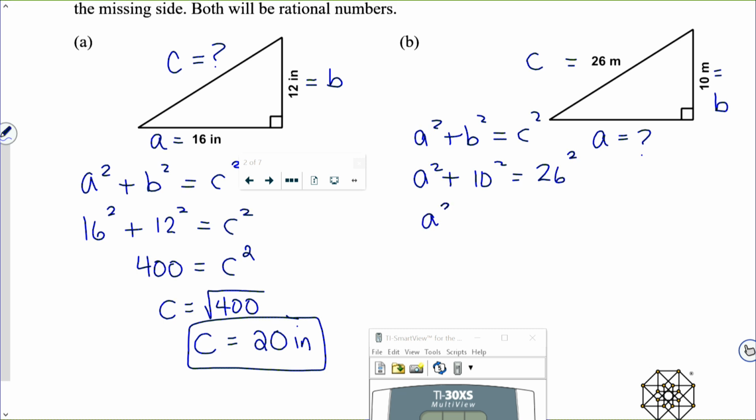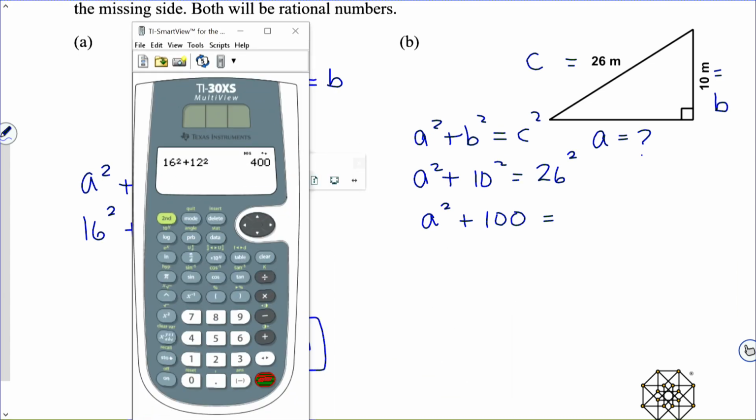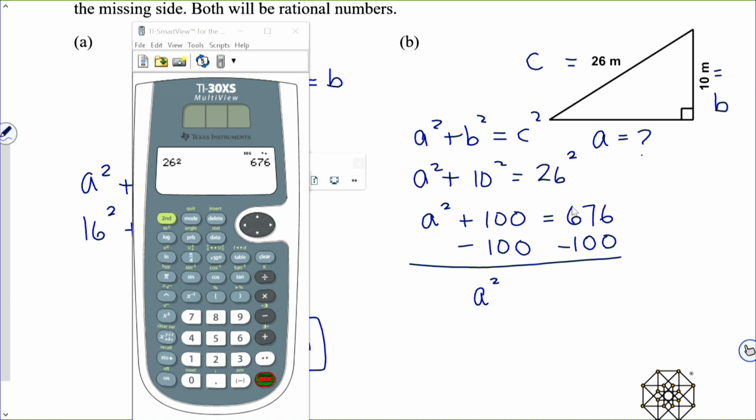Now in this case, I can't really use my calculator magic yet. I just have to literally work these things out. Let me figure out what 26 squared is. That's 676. And now is that extra little step of algebra I've got to do when I'm solving for one of the legs. I've got to get it all by itself. A squared is 576. A then will be the square root of 576. Let's do that on our calculator. Square root of 576 gives me 24. In this case, 24 meters.